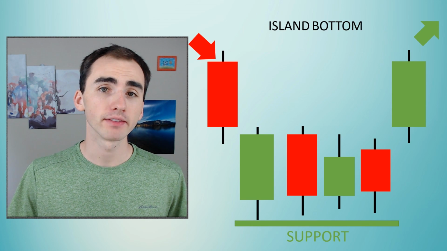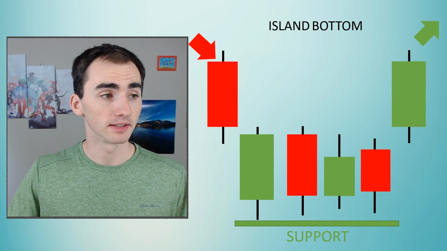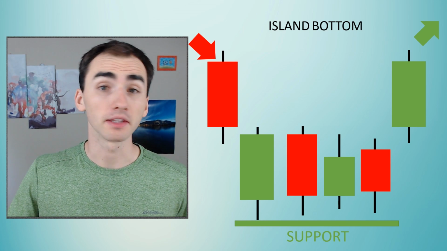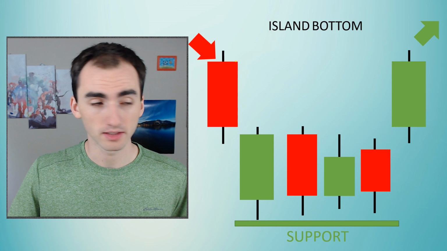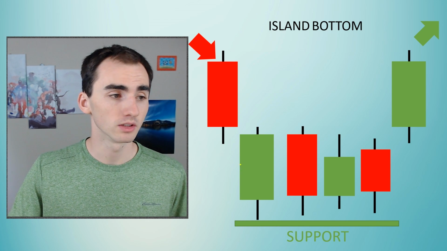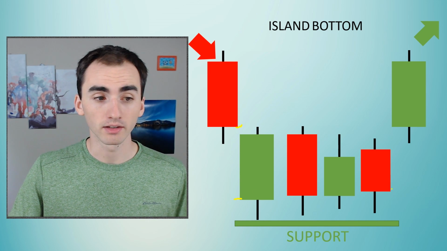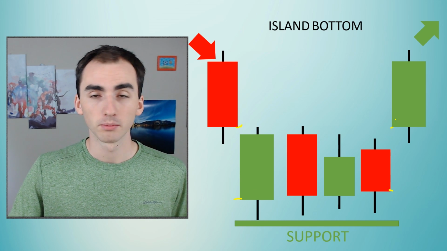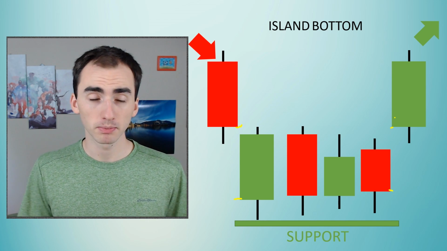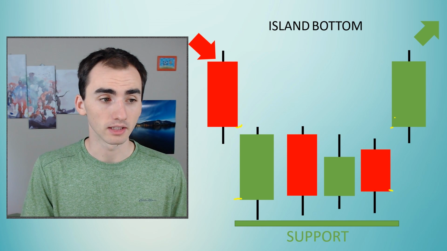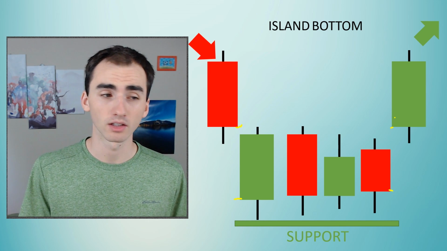So next we have an island bottom, and the whole idea of this one is that it's actually a lot like the Doji bottom. You have this previous downtrend established into your support level, and you actually have this gap down as well, and this gap up. But the difference is that the chop period, or the period where the price action is really not doing anything, is a lot longer.